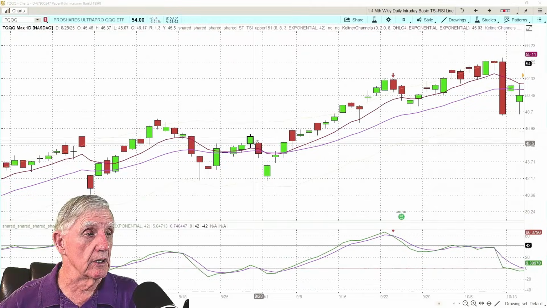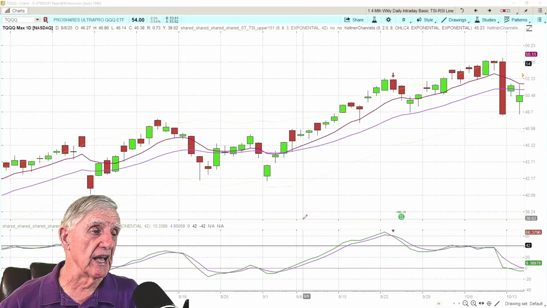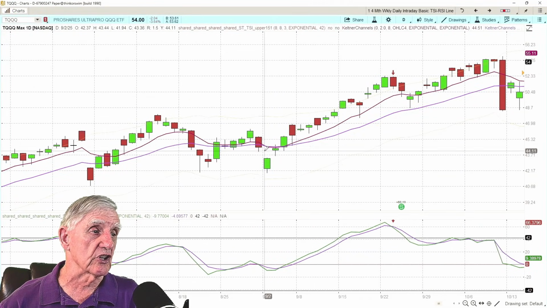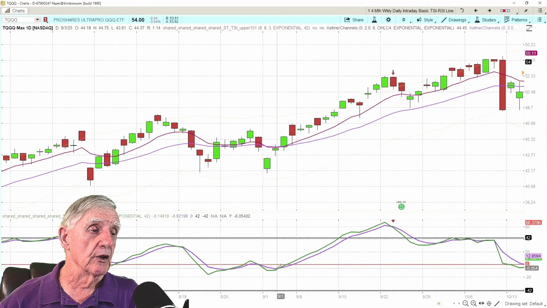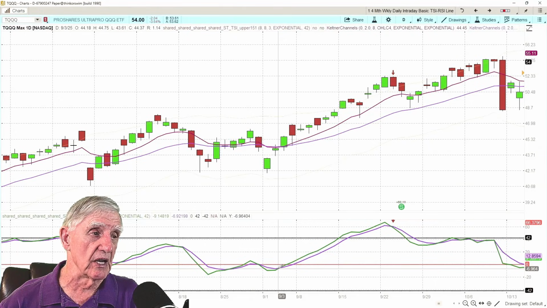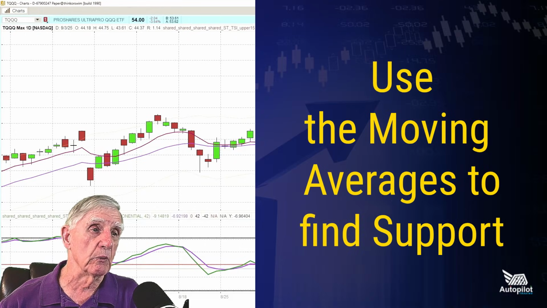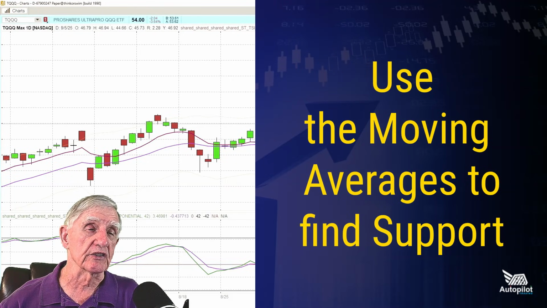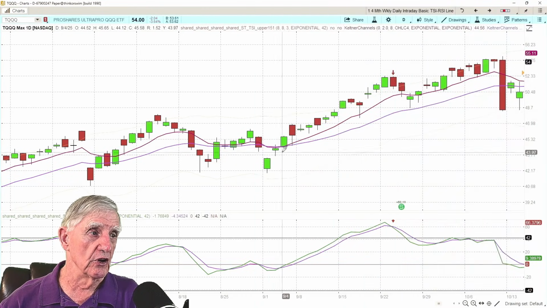As you can see, the 8-day moving average and the 20-day moving average came together, crossed, coinciding very directly with the TSI pullback. But the other thing we can do with the moving averages is, once you get into an uptrend, they often work as support. And you'll notice we get our breakout.